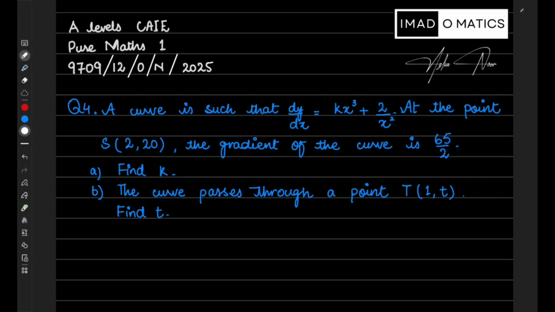We are doing A-level CIE paper Pure Maths 1, paper code 9709, variant 12, October-November 2025. Question number 4. A curve is such that the derivative dy/dx is equal to kx cubed plus 2 over x squared. At the point S, the gradient of the curve is 65 over 2. Find k. First, write down the equation of the derivative: kx cubed plus 2 over x squared.